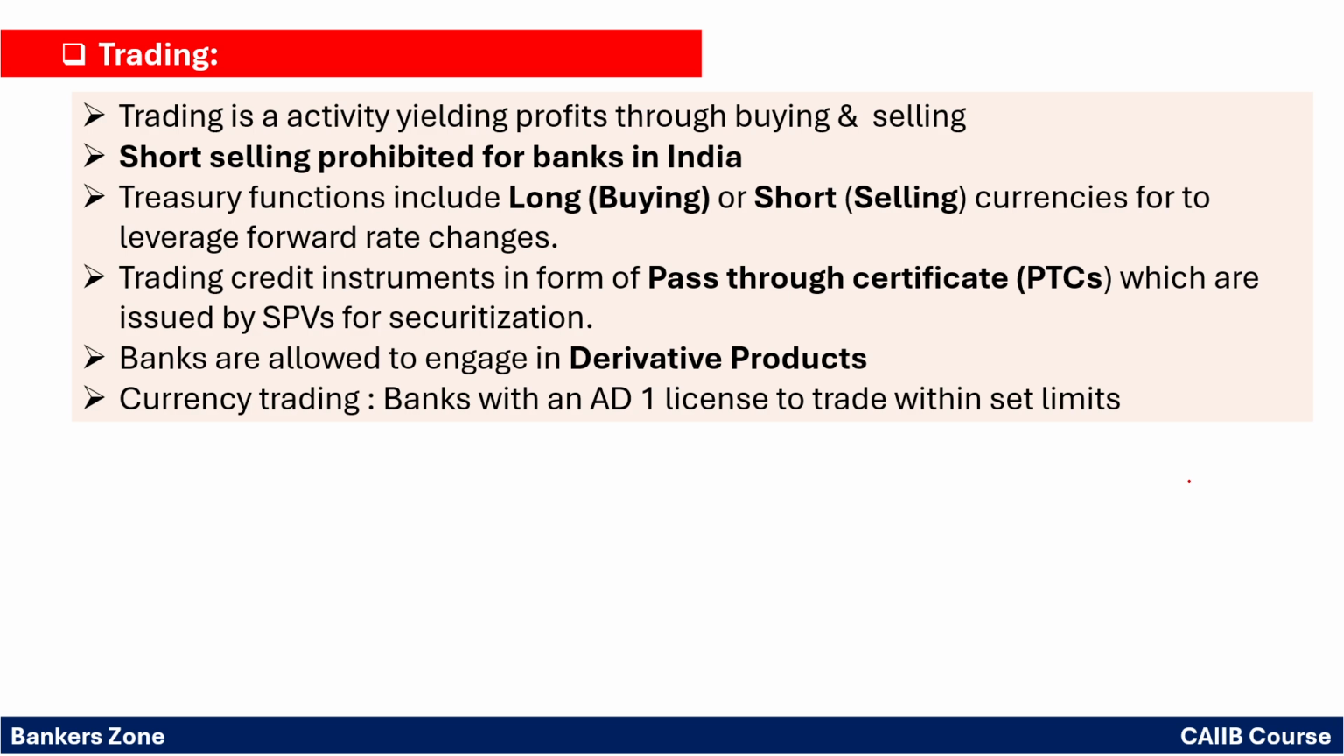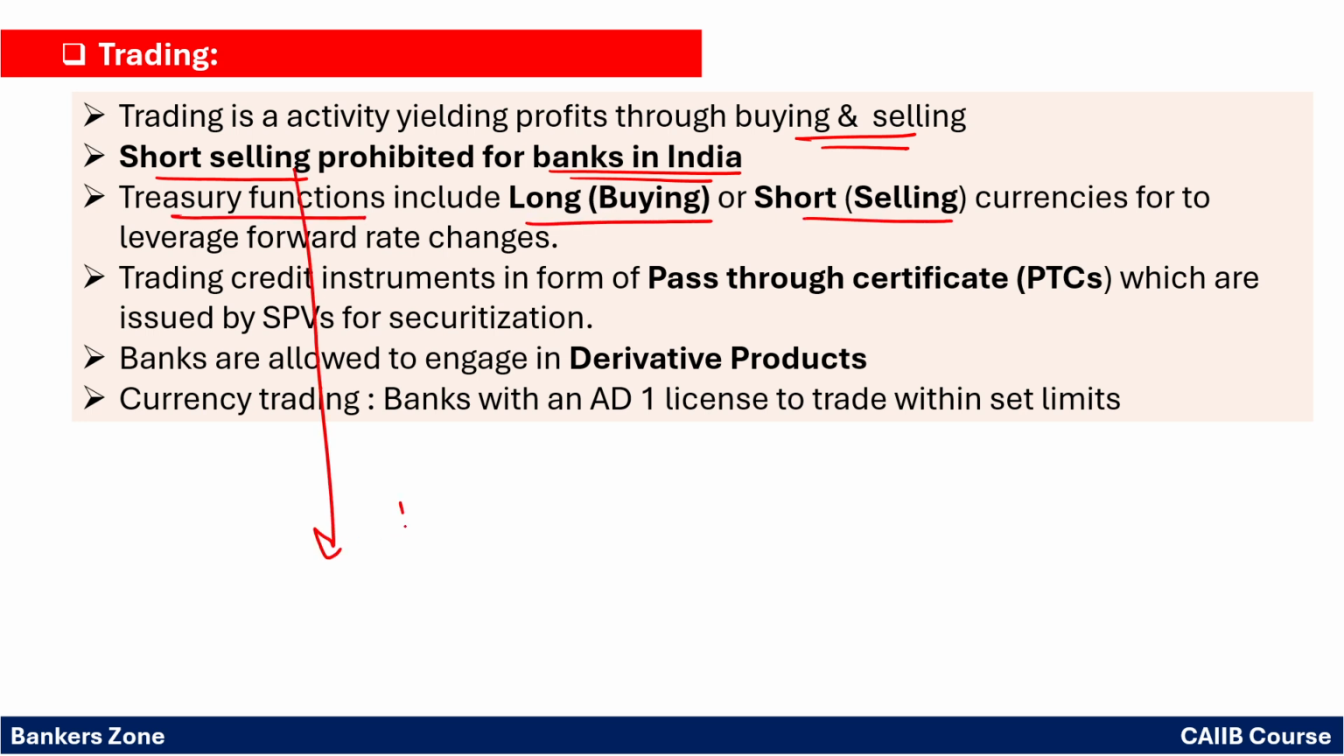Okay. Now trading. How is trading giving profit to the treasury? Obviously, trading involves yielding profit using buying and selling. Short selling is prohibited in banks in India. So see, what are the treasury functions? It includes long and short. So what is short selling?